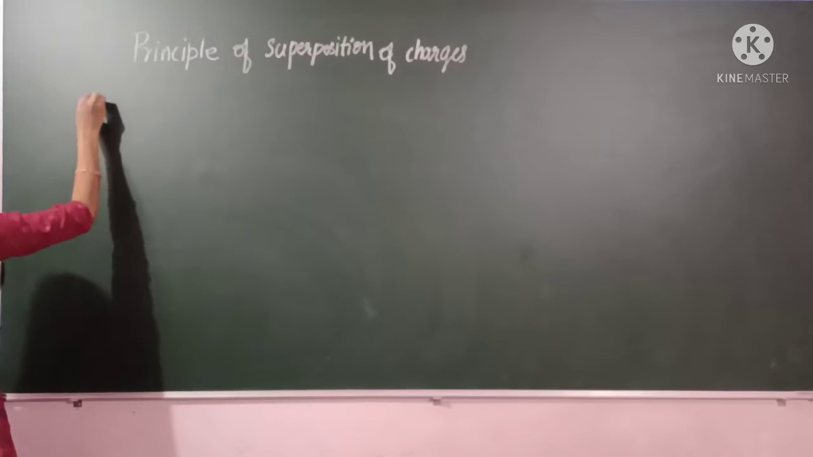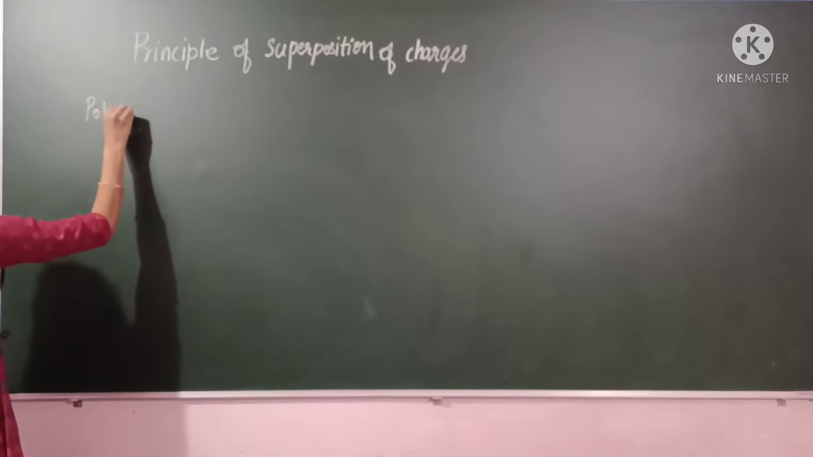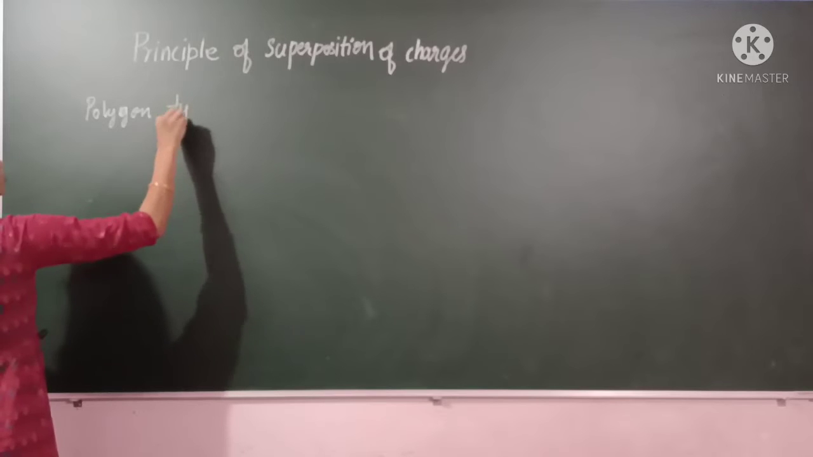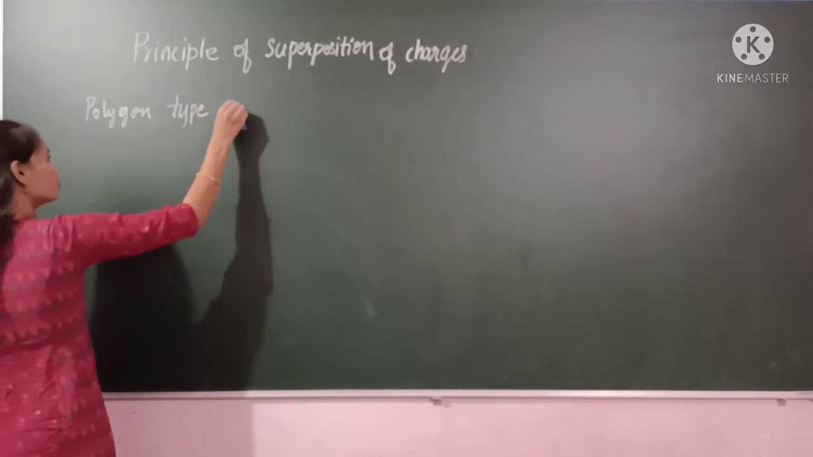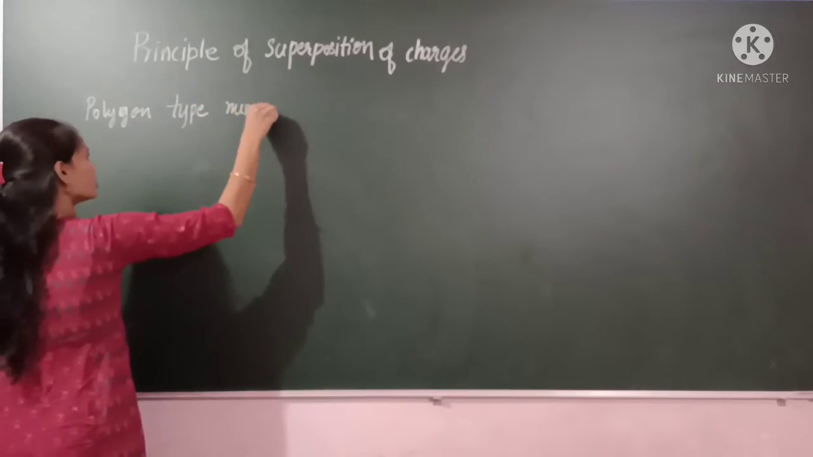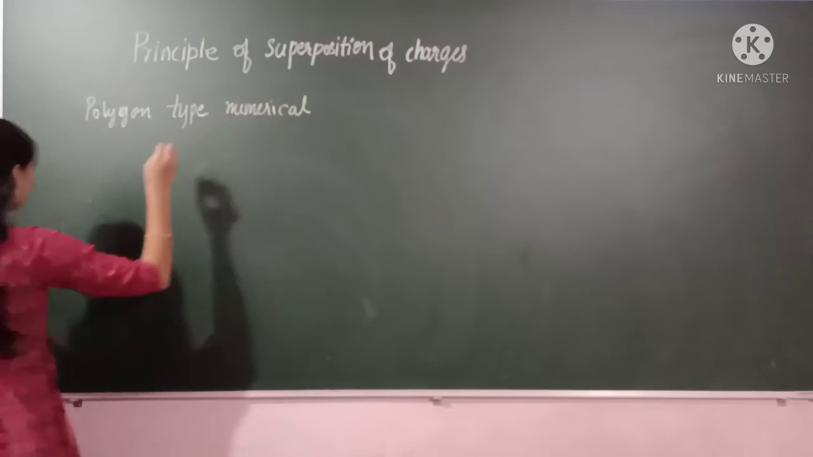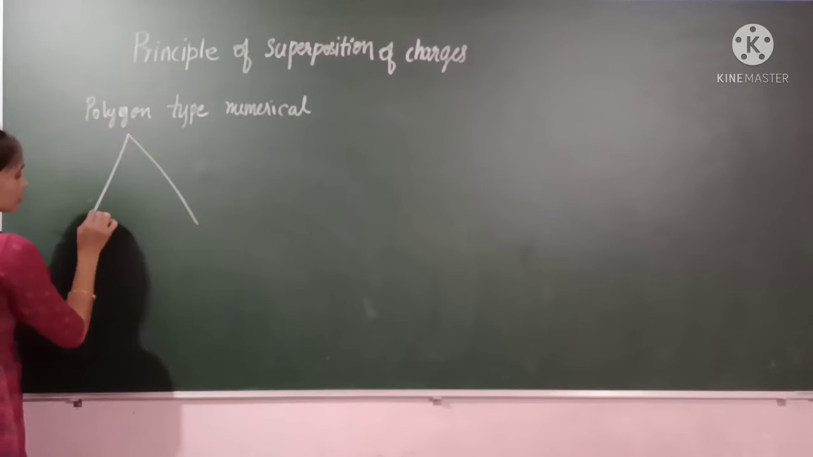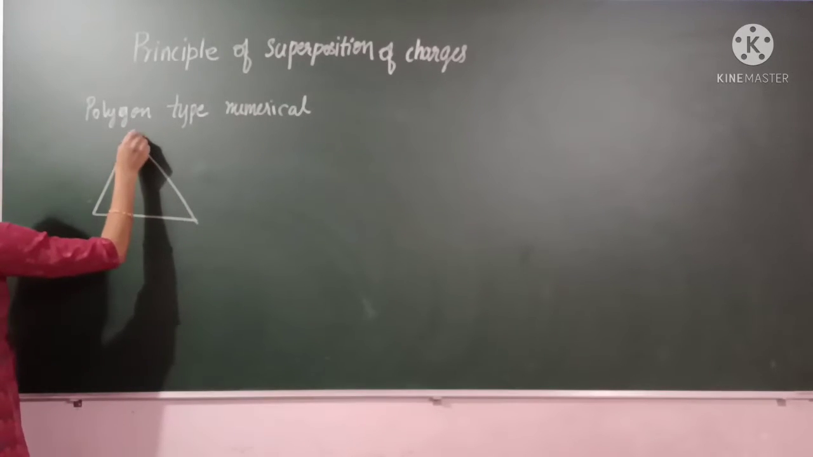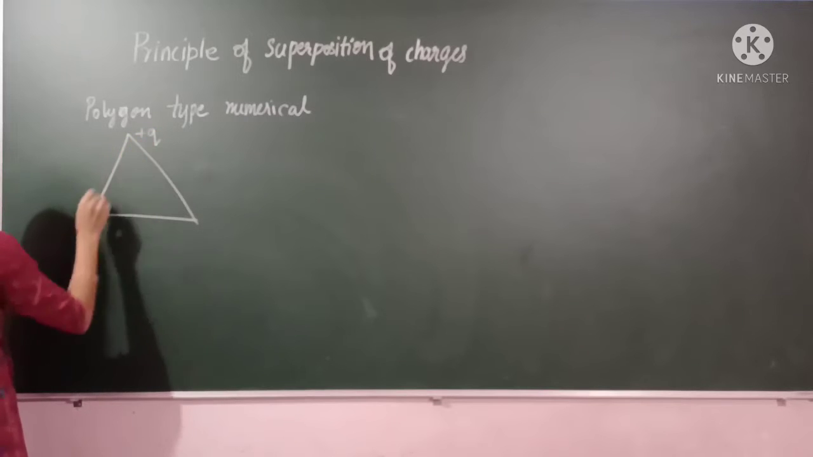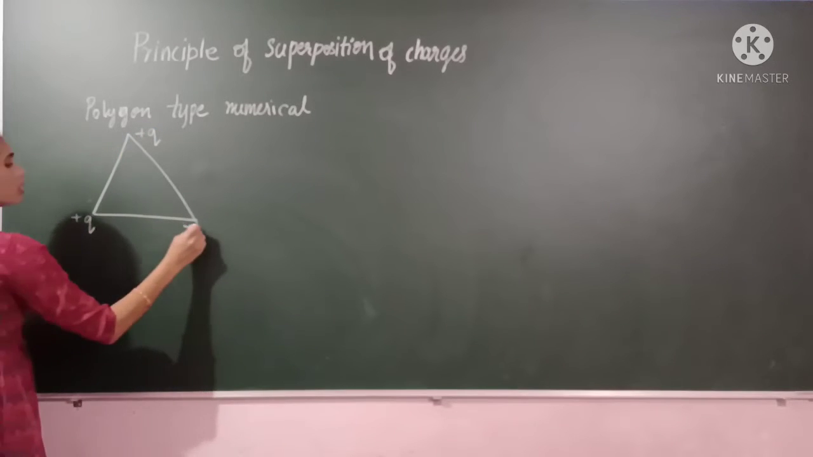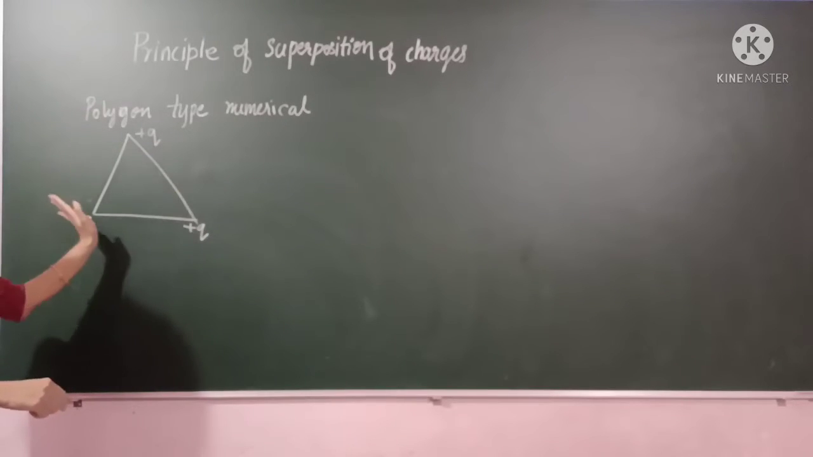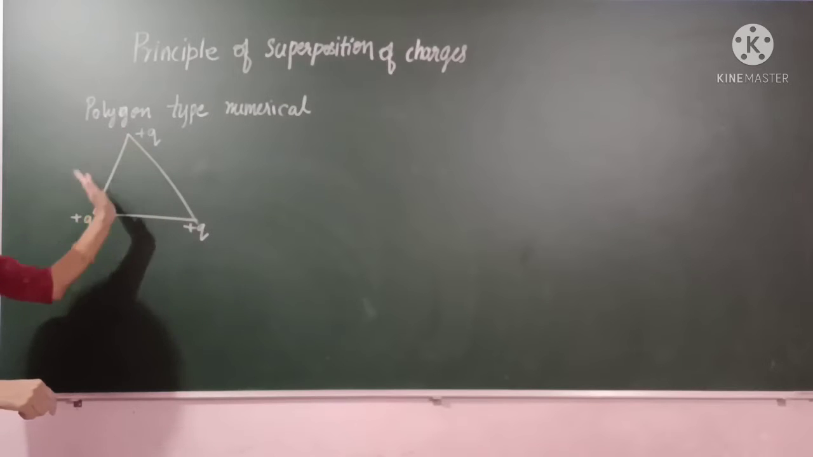So here we will take polygon type numericals. Now consider one equilateral triangle. Here this is one equilateral triangle, and here we have placed one plus q charge at each vertex, and all these three charges are similar charges. Similar charges means all having the same magnitude and same sign.